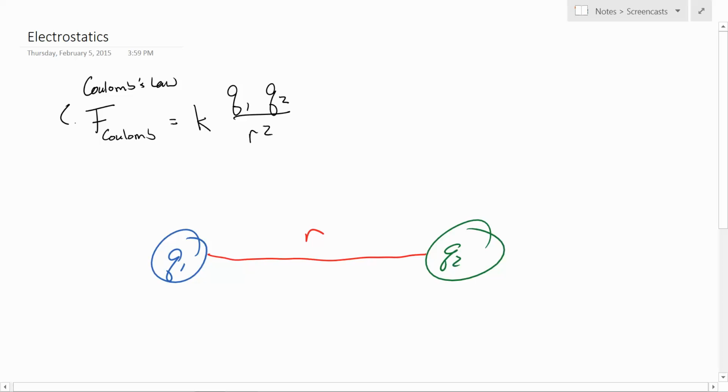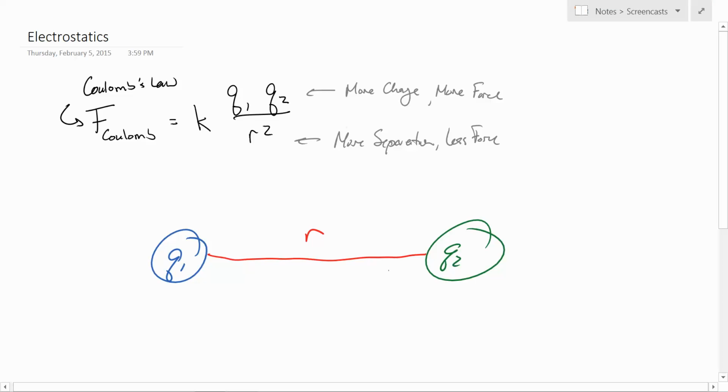Coulomb's law is this good old thing. It tells us what the force will be if I have a charge Q1 and Q2 separated by a distance r. The big things to take away are: more charge, more force; more separation, so r gets bigger, less force.